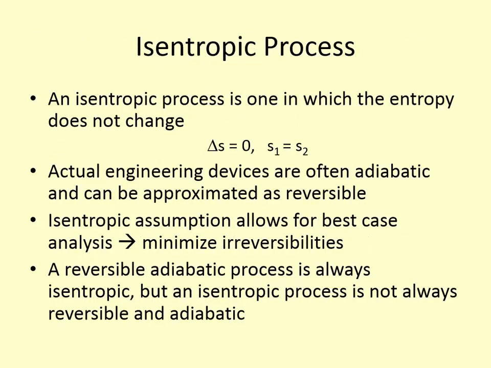So an isentropic process is one in which delta S is equal to 0, or in other words, entropy at state 1 is equal to entropy at state 2. Again, we're using this as the best case scenario, so we can approximate real devices as being isentropic if we want to know how effective or how efficient they might operate. It gives us the minimum work input required for a system, or the maximum work output. A reversible adiabatic process is always isentropic, but the reverse is not necessarily true. You need some other indicators to tell you whether or not it's isentropic.